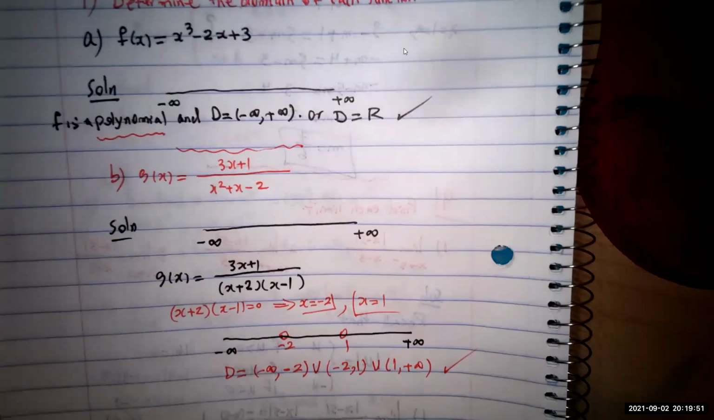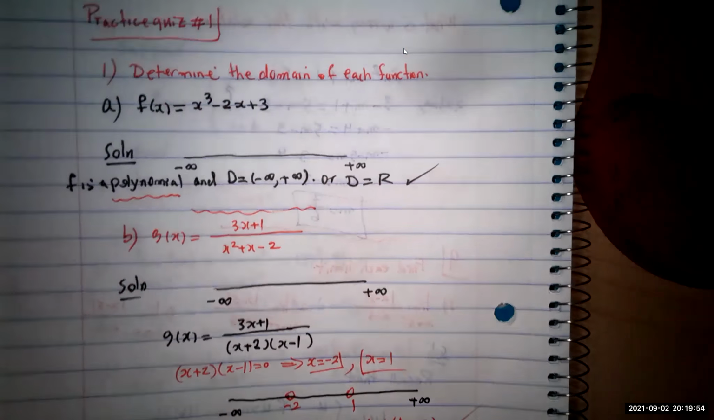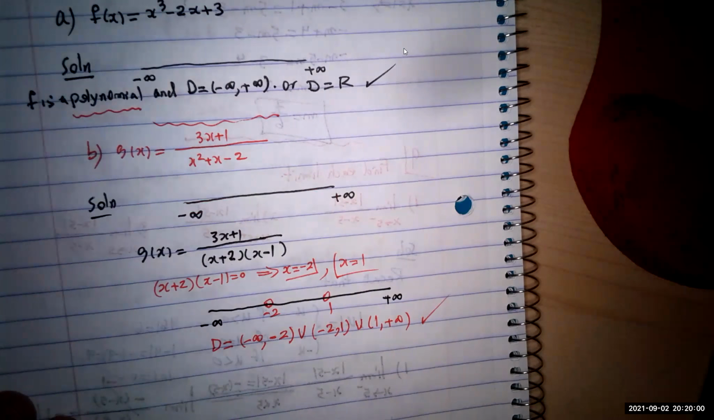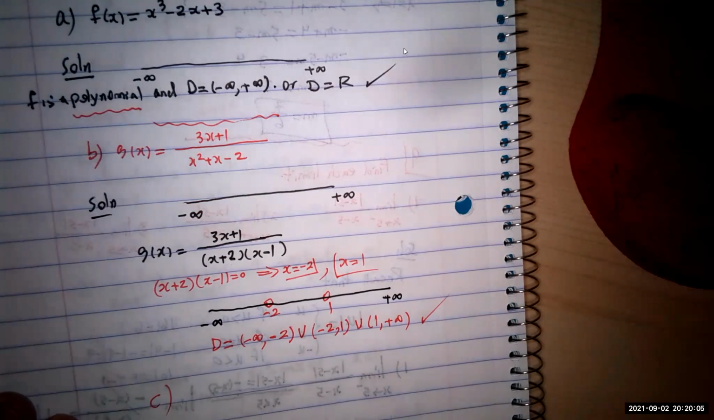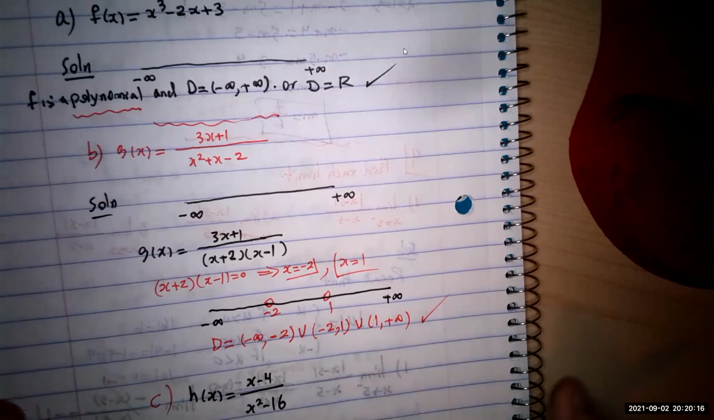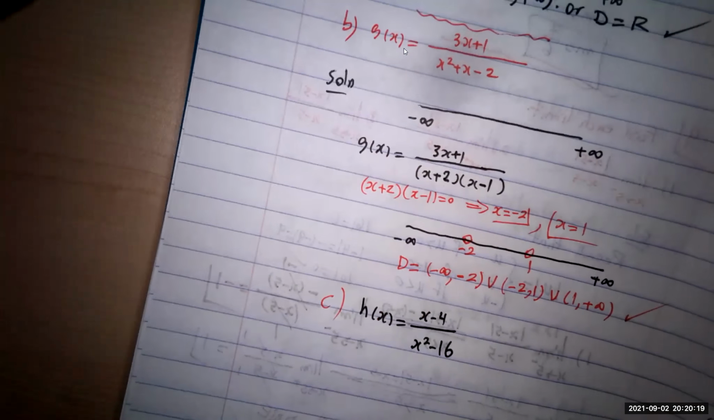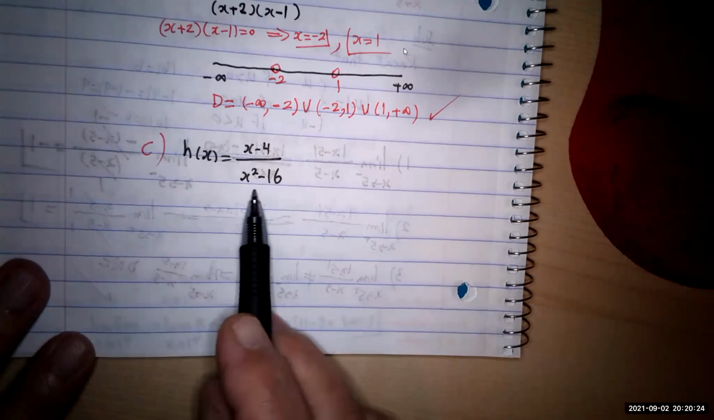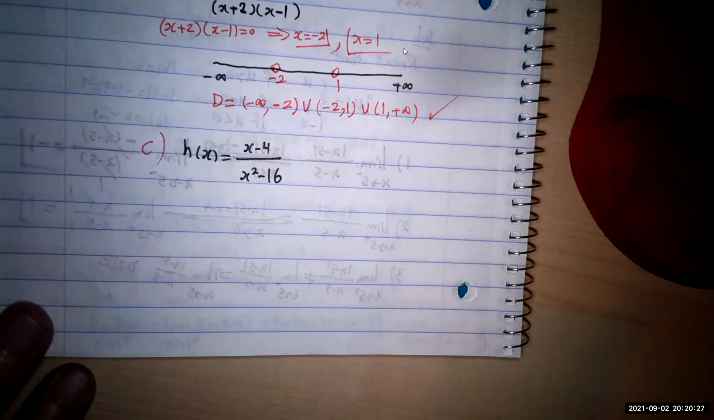Okay, so that was part B, the rational function. You have different cases; we just give you one. So how about the next one? The next one is h of x, which is equal to x minus 4 over x squared minus 16. Again, this is a rational function, so you have to make sure the denominator is not 0. So find out for what value of x the denominator would be 0. Any suggestion?